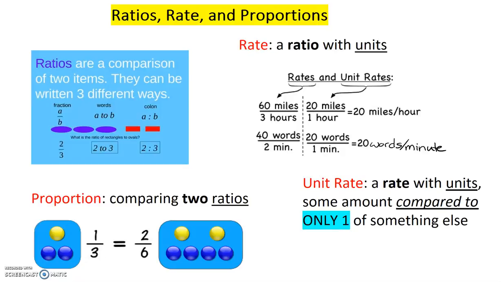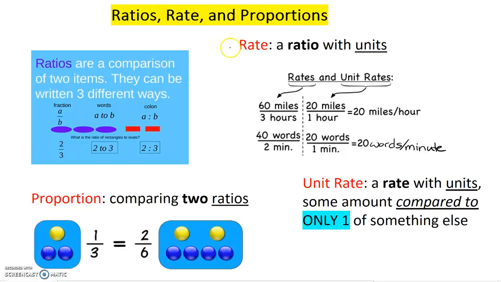Now, the idea of a ratio is just a comparison of two items, right? And you can write it in three different ways. You can write it as a fraction, you can write it in words, and you can write it using a colon in between. It all means the same thing, because if we have three ovals and two rectangles, you write that as a fraction of 2 to 3. Because they're all the same thing, and a ratio is just comparing numbers.